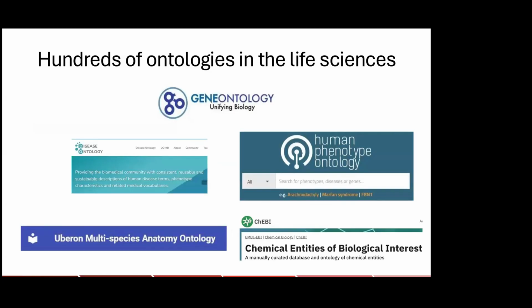So there are hundreds of ontologies in the life sciences. There's a site called OBO Foundry, where you can browse all the ontologies that meet FAIR principles. So here is just showing gene ontology, disease ontology, human phenotype ontology, ChEBI, which is chemical entities of biological interest, and Uberon, the multi-species anatomy ontology. But there's a lot more, so just so you're aware that there's a lot of ontologies out there.